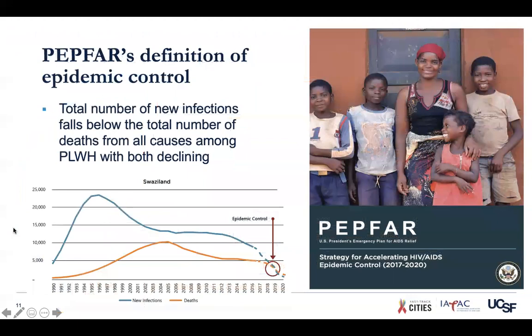We identify new problems, things that aren't working quite right, and then we work them up through the system again. Now, PEPFAR has its own definition of epidemic control, which is the total number of new infections falls below the total number of deaths from all causes among people living with HIV, with both declining. So if you had, for instance, new infections going up and deaths going up, that's not epidemic control, even though the lines may cross. So they both need to be declining, and you want to have fewer new infections than deaths from all causes among people living with HIV.